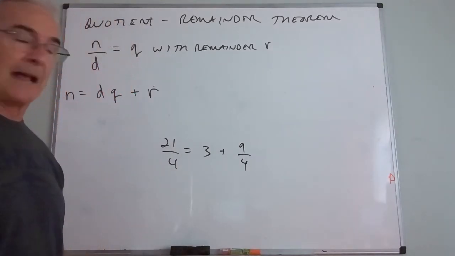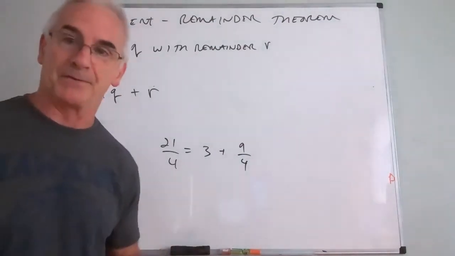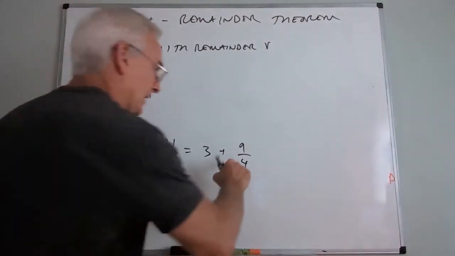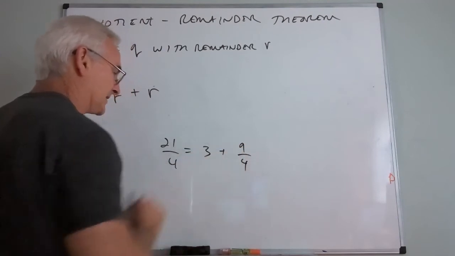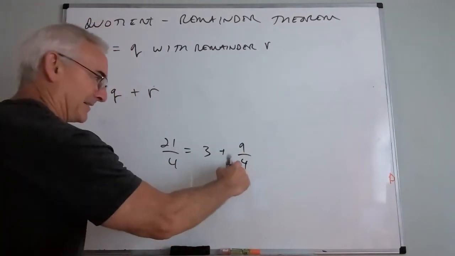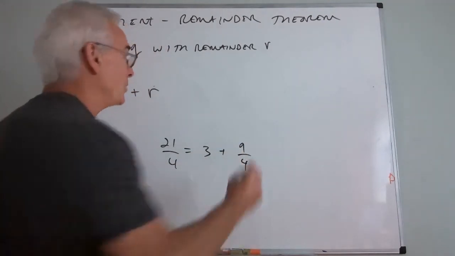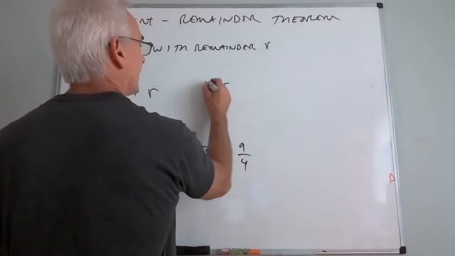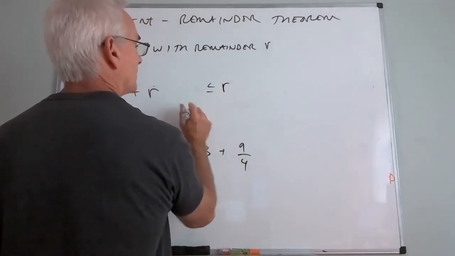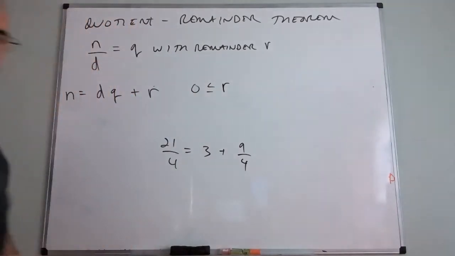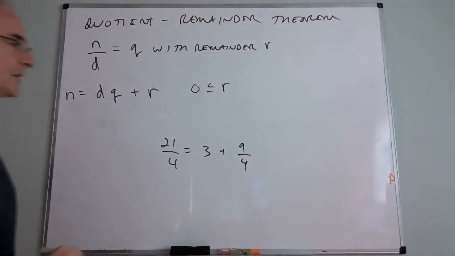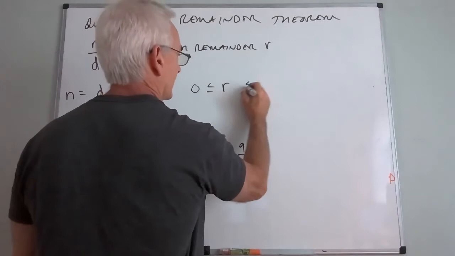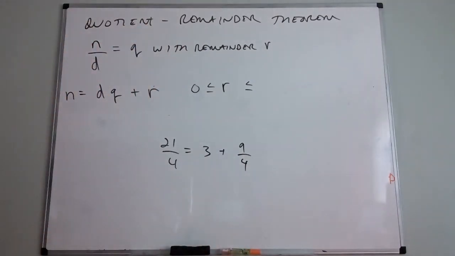The remainder actually has very, very specific rules. The remainder cannot exceed the denominator. So R is bounded at the lower end by 0. What do you think it is bounded on top by? The divisor.